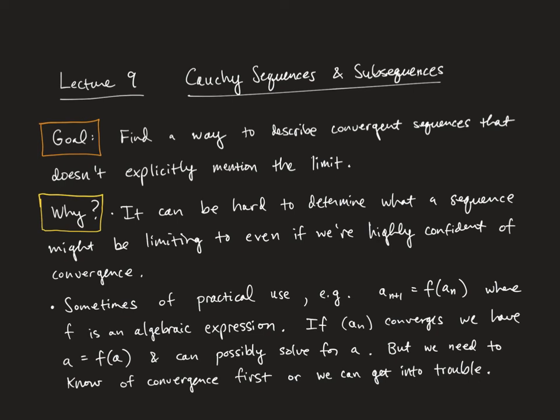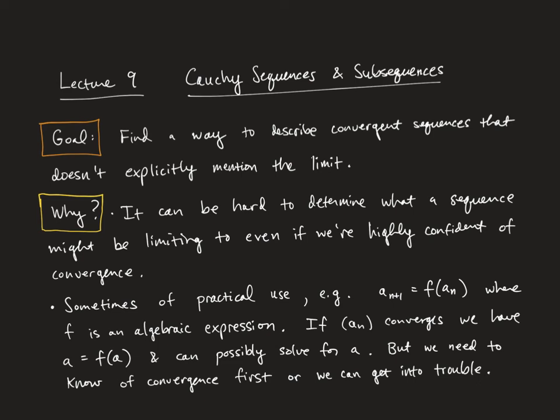The problem is you can get an answer A out of this even if the sequence actually doesn't converge. So just because you get some A out of here doesn't actually mean that the sequence converges. You need to know ahead of time that the sequence converges in order to be confident that the A you get out of this is the limit. So you can find practical examples of situations like this, where you need to know the convergence ahead of time in order to actually solve for the limit. So this is the goal and the motivation for the lecture.